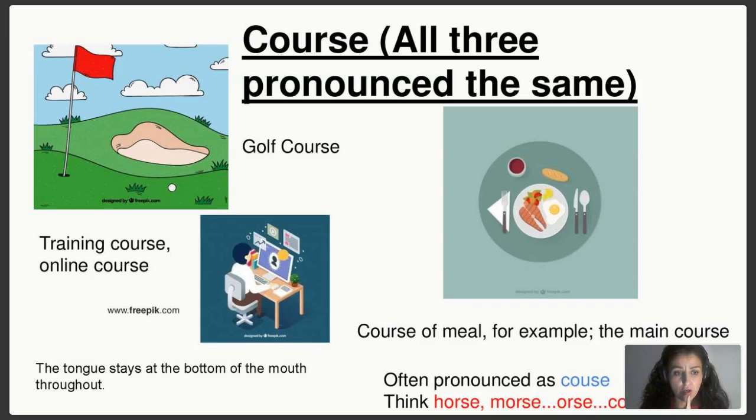And the tongue stays at the bottom of the mouth throughout. Course. It's at the bottom. Course. And think about horse or morse. So it's an "orse" sound, not a "couse". Course, orse. So your tongue stays at the bottom of your mouth. Okay.